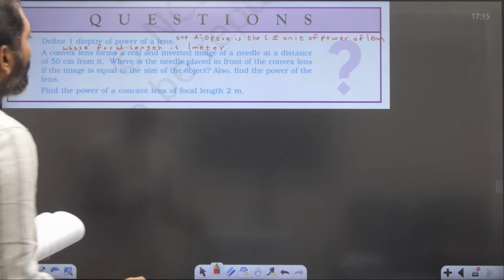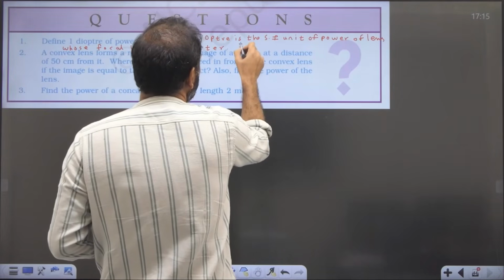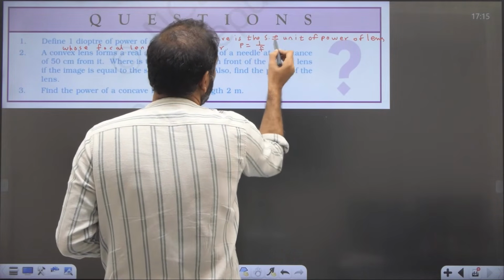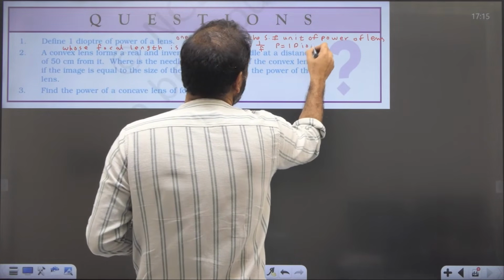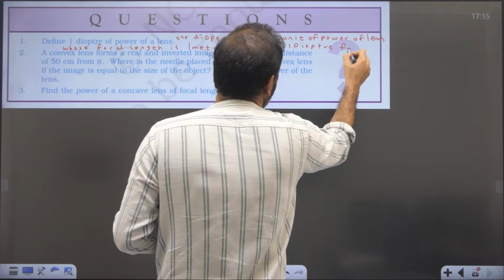So what is power of a lens? We know that power of a lens is the reciprocal of focal length. If power is 1 diopter, it means the focal length has to be 1 meter.